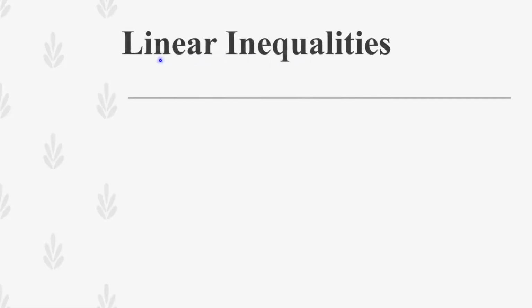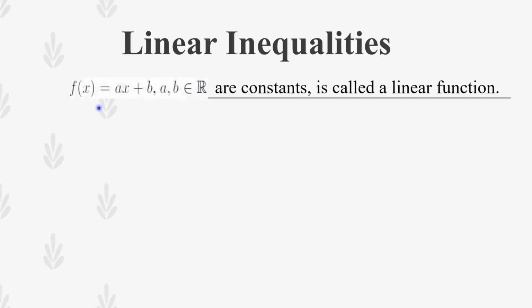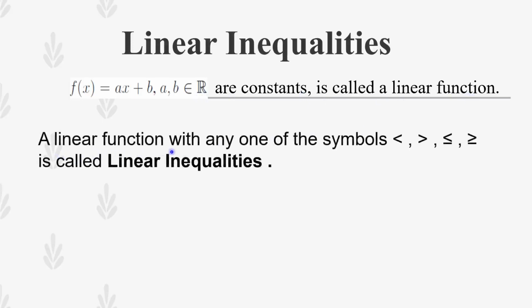Linear inequalities. Linear means a polynomial of a variable with degree 1. Inequalities mean it is not an equation, but it contains the symbol less than, greater than, less than or equal to, or greater than or equal to. Let us see this. f(x) = ax + b is a polynomial in x with degree 1, where a, b belong to real numbers or constants, and it is called a linear function. A linear function with any one of the symbols less than, greater than, less than or equal to, greater than or equal to is called a linear inequality.